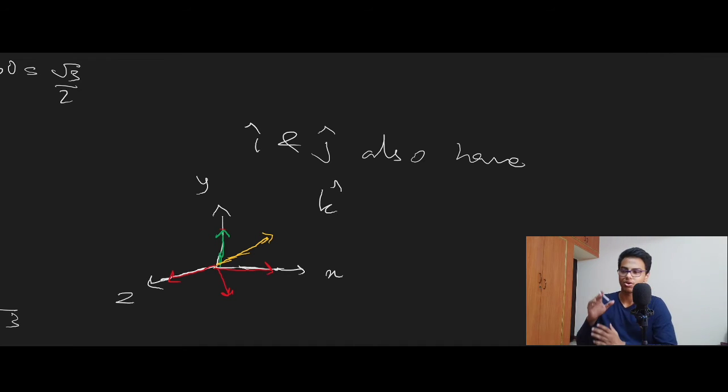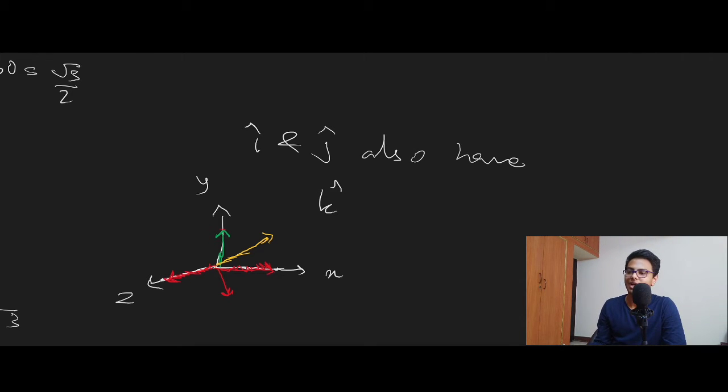Why 45 degrees? Because one is along Z, one is along X, right? And we are assuming that the magnitudes of the components are the same, only then it will be 45 degrees. Otherwise, it can be any theta. So it really doesn't matter. Now we can go ahead and eliminate this X over here and this Z over here, because now we have the resultant.